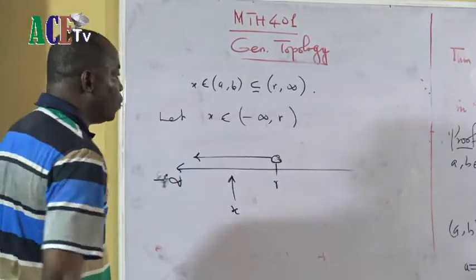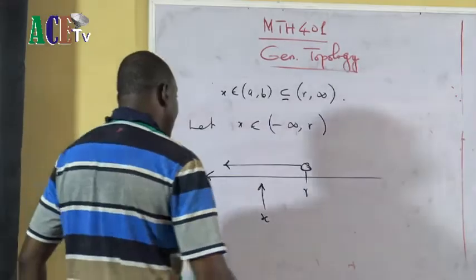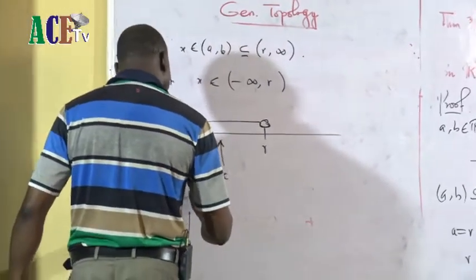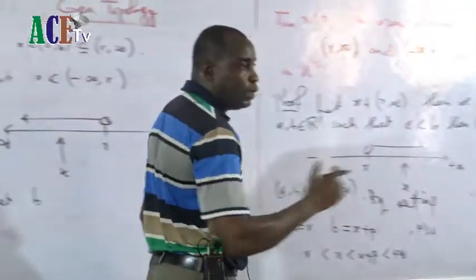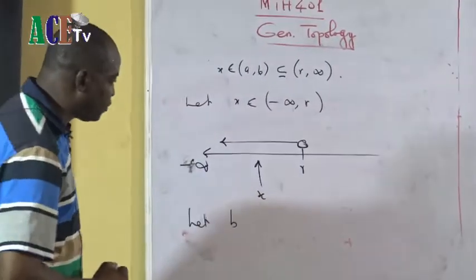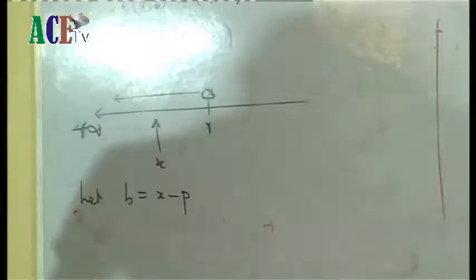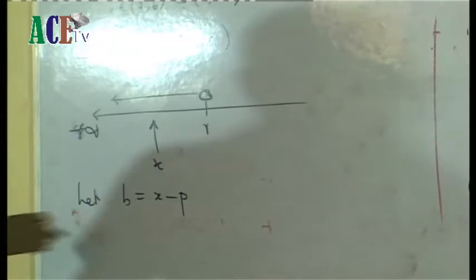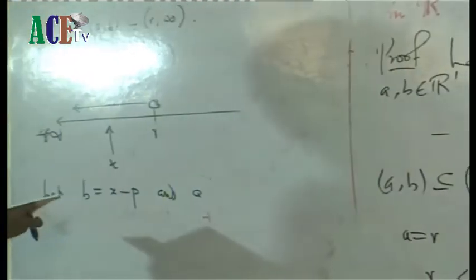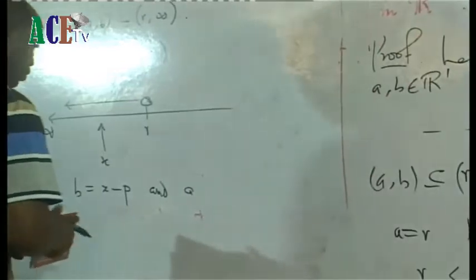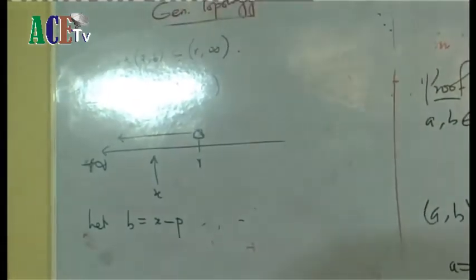Now we also need to follow what we have done earlier to achieve our goal. This is what we do. We are going to start from the right-hand side, because normally B is on the right-hand side, and then we look at the left-hand side. Let's say that B here is equal to X minus P, and A is equal to negative infinity. Or let's not be rushed. Now let's look at this.